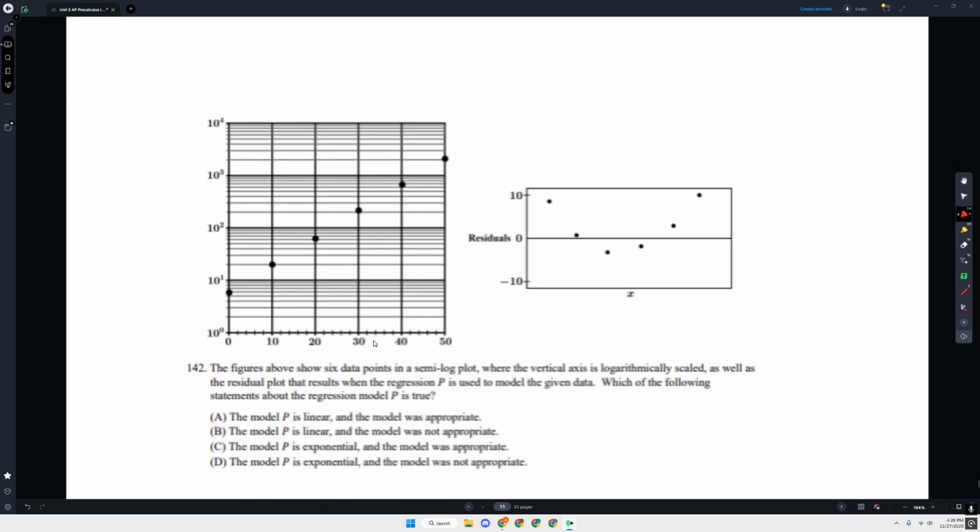And then finally, last question of the day. We see that our residual has a pattern. So our model was not appropriate, so we know it's not these two. And then it says it's linearly scaled as well as the residual plot that results when the regression P is used to model given data. And it talks about the regression, which means the model P is linear, because it's talking about the regression, not the actual equation.